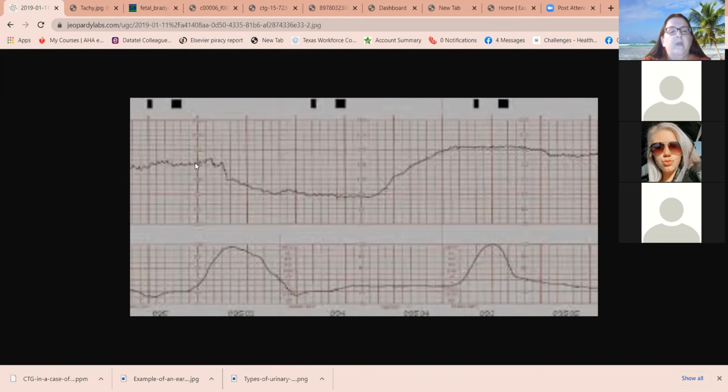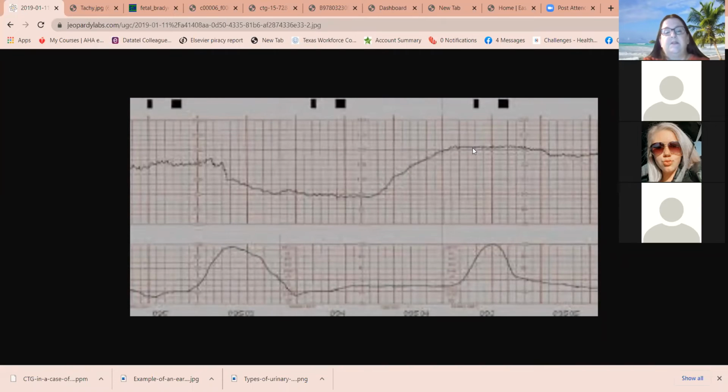Okay. Can't tell if this is an accel because we don't have enough strip to really see what the baseline exactly is. That might be a little accel. But we have this decel that starts with this long contraction, and then the contraction ends and the decel just continues to go. So this is a prolonged decel.